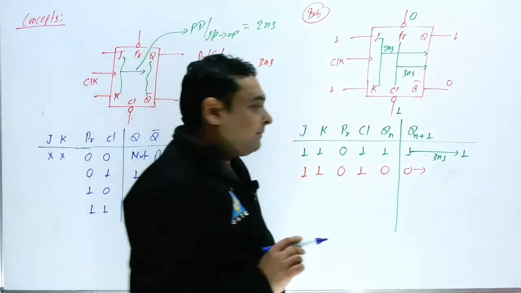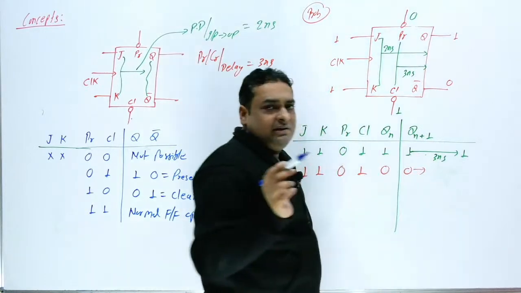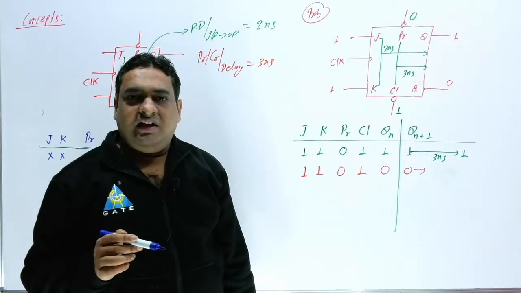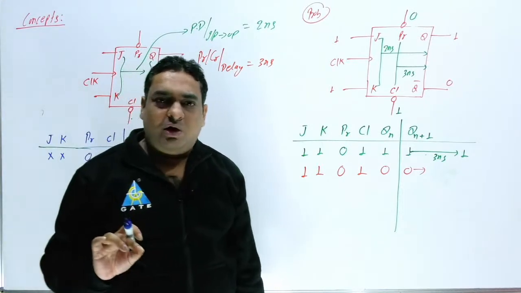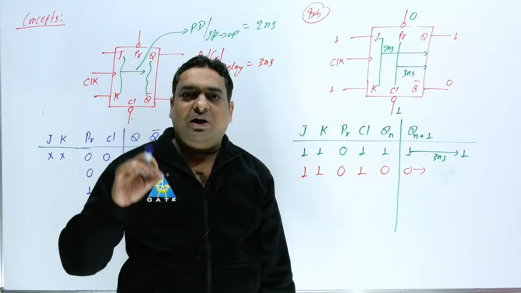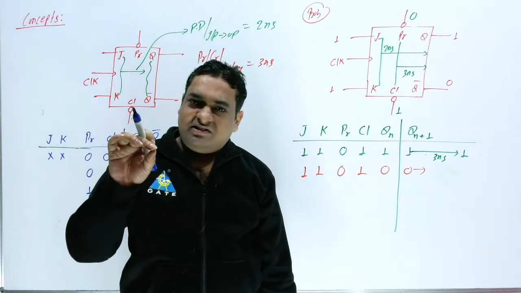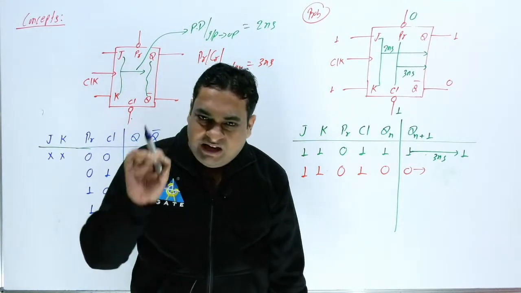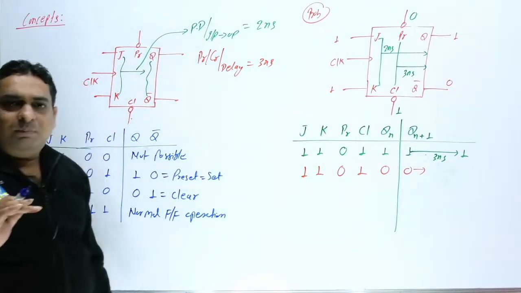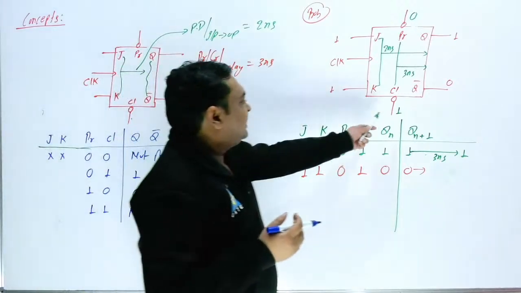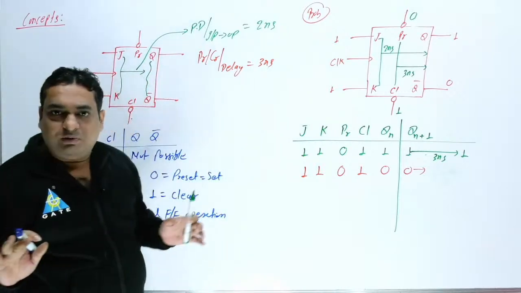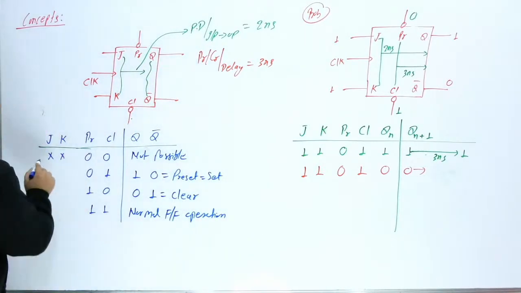One thing you should remember: if preset and clear are operating, then the input can be anything. The flip flop will leave the input. The flip flop will not provide the output according to the input. So the input cannot decide the output if preset or clear, any one, is operating. This is the very, very important thing. So here the input can be anything.